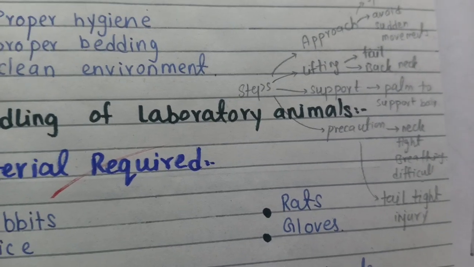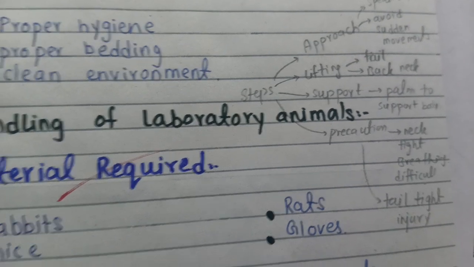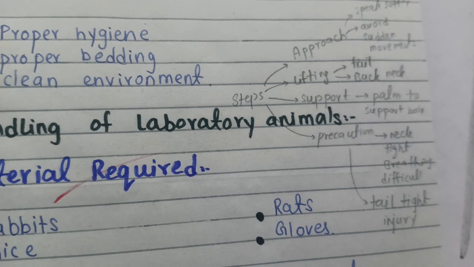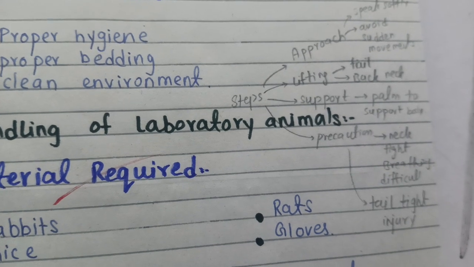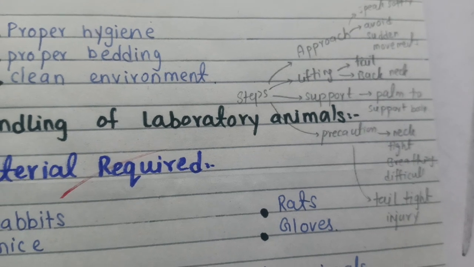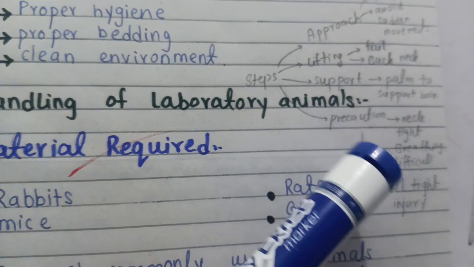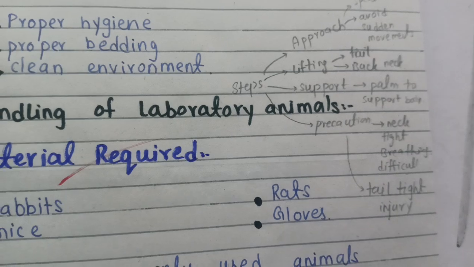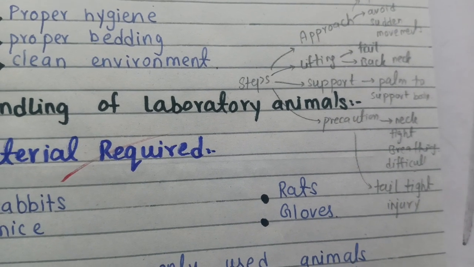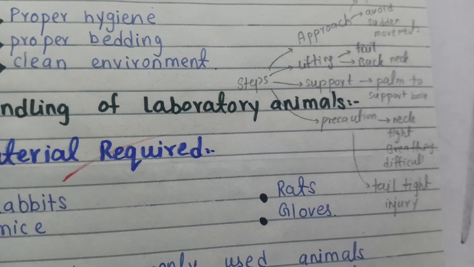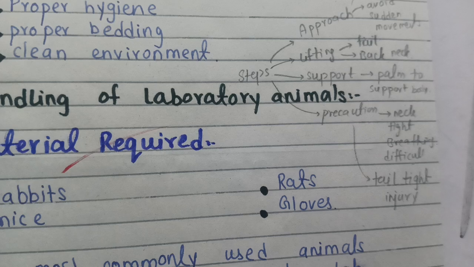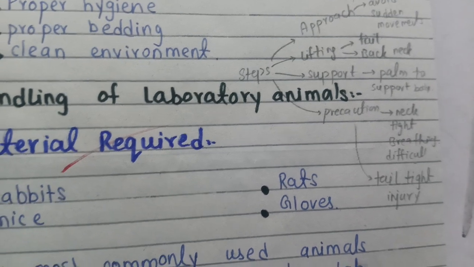Then support. After lifting, you have to support their body. The palm of the hand is the best part where you can support their body. And when you support their body, they will not become fearful, and they just become relaxed. And precautions: you don't have to tightly pack their neck, so that they cannot breathe properly and die. And the same is true for the tail of these animals; you don't have to hold it tightly, in that way you can injure them.